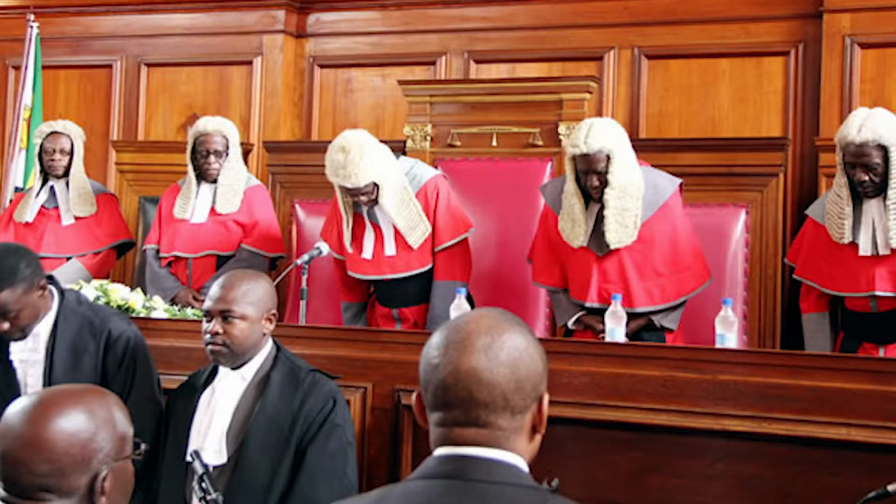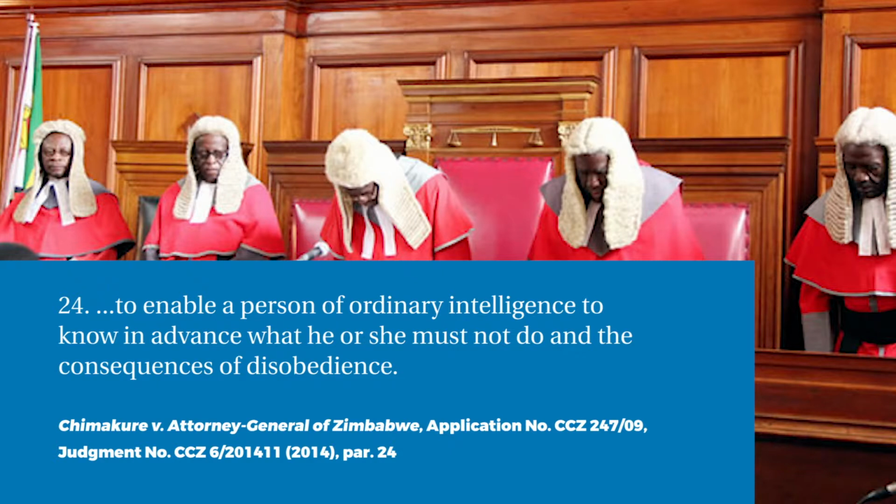In Zimbabwe, the Constitutional Court, in the case of Chimakure versus Attorney General, held that for a limitation to satisfy the principle of legality, it must specify clearly and concretely in the law the actual limitation to the exercise of freedom of expression. This is, and I quote them, to enable a person of ordinary intelligence to know in advance what he or she must not do and the consequences of disobedience.